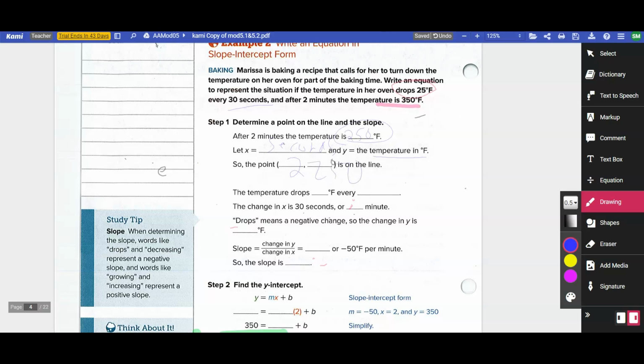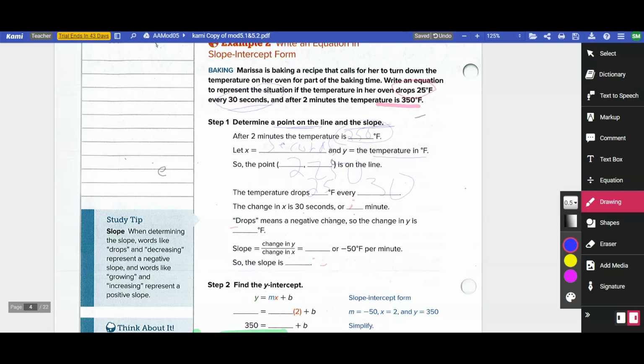So we know that the temperature is dropping 25 degrees every 30 seconds, okay? So we have to find a point on the line and a slope. They don't give us anything, so we're trying to figure it out. So at least we have 1 point. We have the 2 and the 250. Now we have to find our slope.